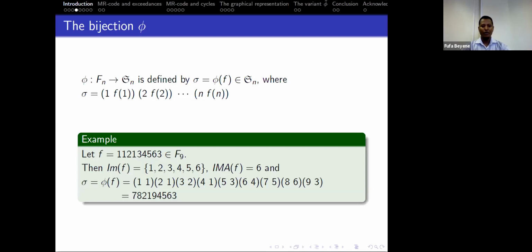And we have an example for this. Take f in F9, a subexceedant function of length 9. Its image here is a set of distinct values.